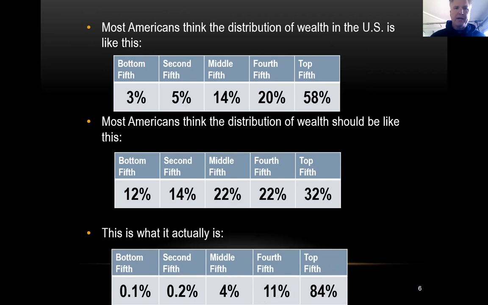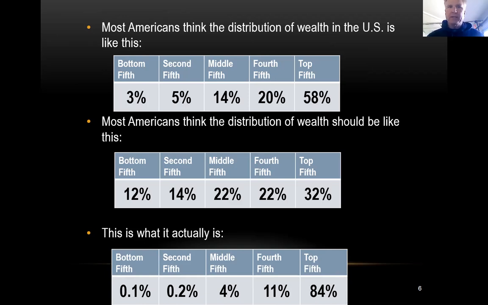The bottom 5th have 0.1% of the wealth in the United States. And the top 5th have 84%. So it's really kind of interesting here that most people think that the distribution of wealth is not as bad as it actually is.